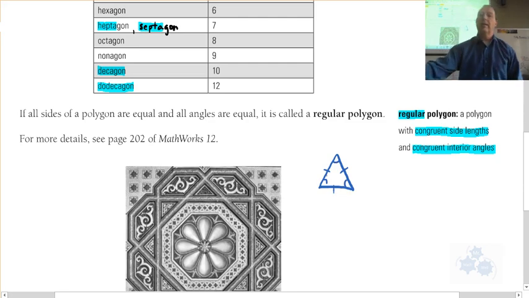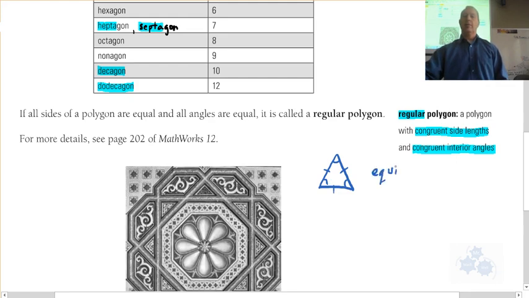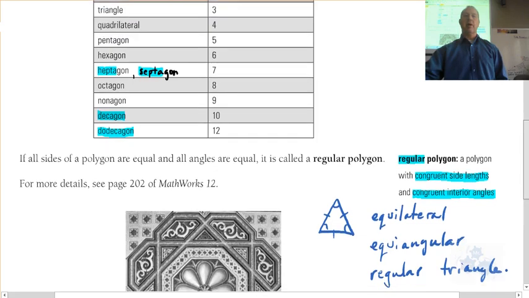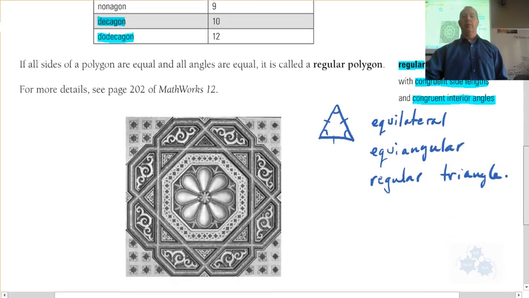And we've already got 2 names for this one, don't we? For this triangle right here. So this is an equilateral. You remember that? Equilateral. And it's also equiangular. And now we call it a regular triangle, where all the sides and all the angles are the same as each other. So we can have regular quadrilaterals, regular pentagons, regular decagons, and so on.